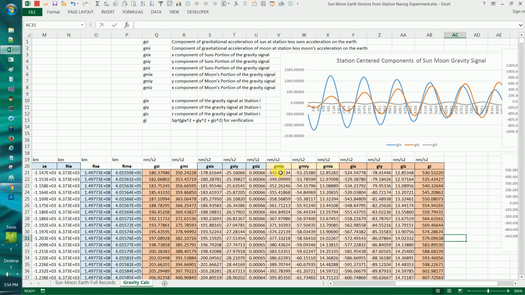These are the three components of the moon's acceleration at the station minus the moon's acceleration at the center of the Earth. Now, simply vectorially adding these together gives you this result, and then the sum of squares, the magnitude of that, gives you the correct magnitude.